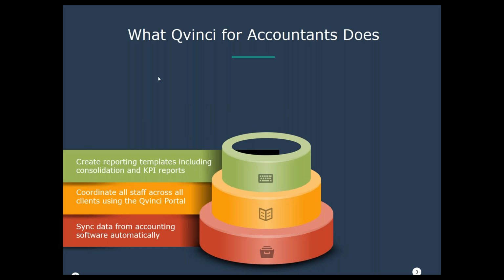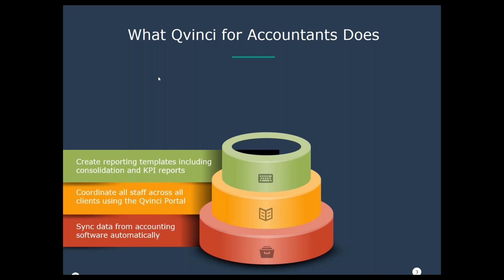So past that, creating reporting templates, including consolidation and KPI reports. I mentioned one of Qvinci's core competencies, and one of the places we actually have several patents, is taking clients that have multiple files or multiple locations, and they have an independent accounting file for each one, or in some cases even more complex, several accounting files with classes or departments underneath those client accounting files that you then need to consolidate or break apart.